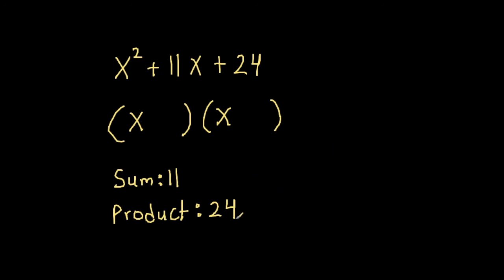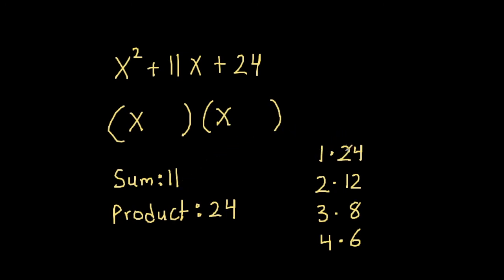All right, so what do we multiply to get 24? 1 times 24. 2 times 12, 3 times 8, 4 times 6, and that's it. That's it from the positive numbers. Now which set of numbers adds up to 11?